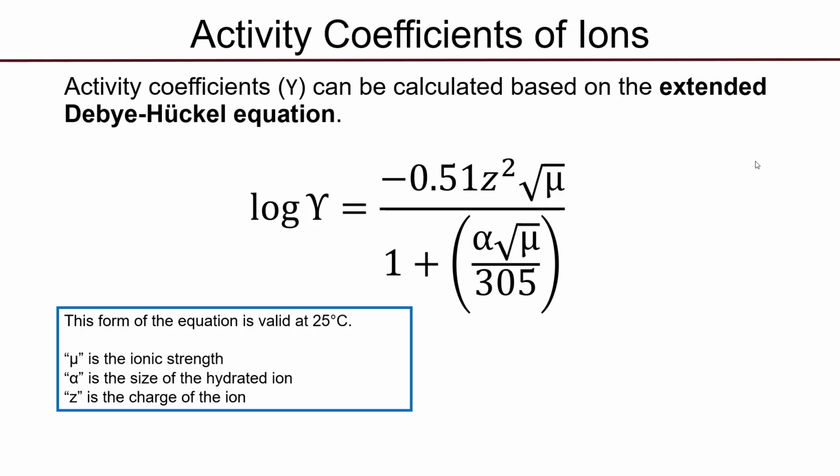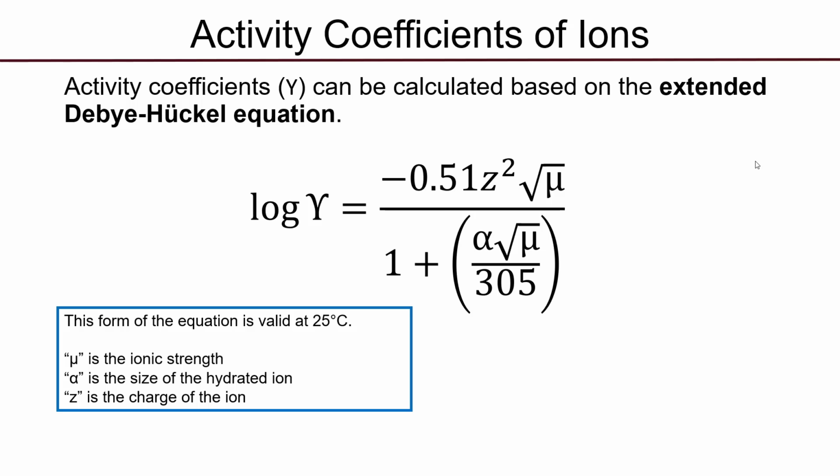For our last big concept today, we want to talk about how you can calculate the value of gamma, the activity coefficient for any ion. And the activity coefficient's value is calculated using a rather intimidating looking equation known as the Debye-Hückel equation.